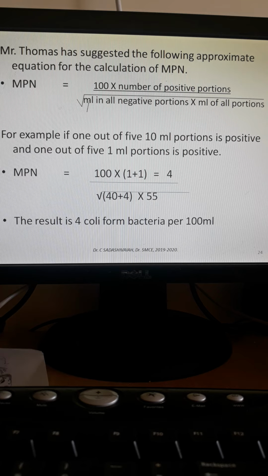So one water scientist by name Mr. Thomas has suggested the following approximate equation for the calculation of the MPN. As per him, MPN is equal to 100 into the number of positive portions in the numerator. In the denominator, ml in all negative portions and ml of all portions. Did you understand?